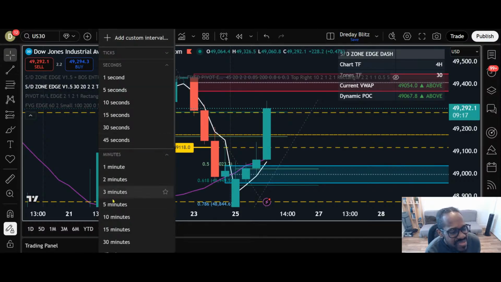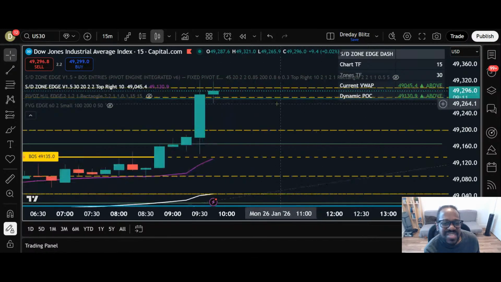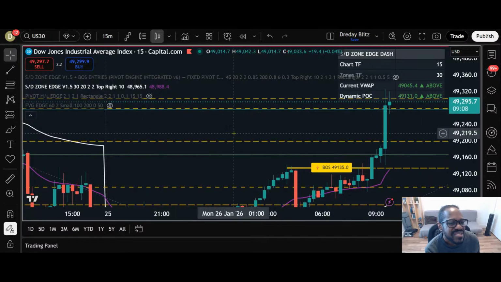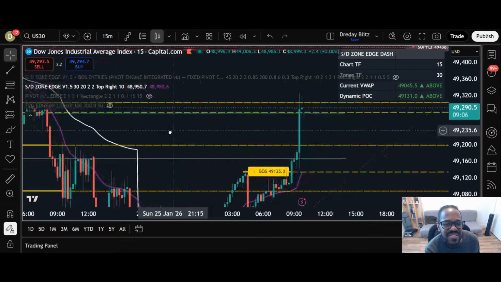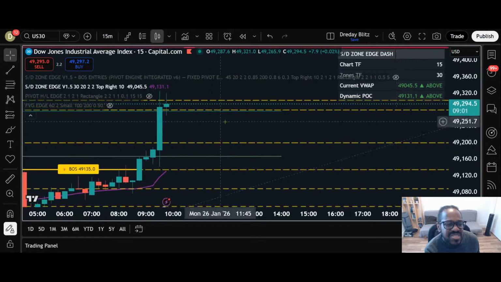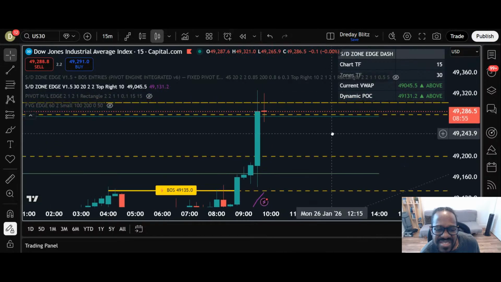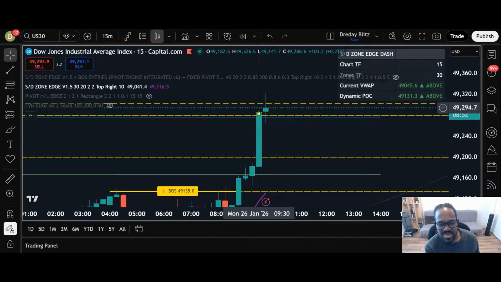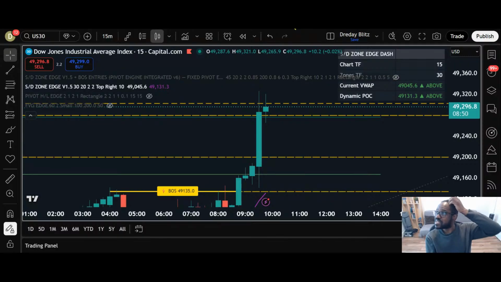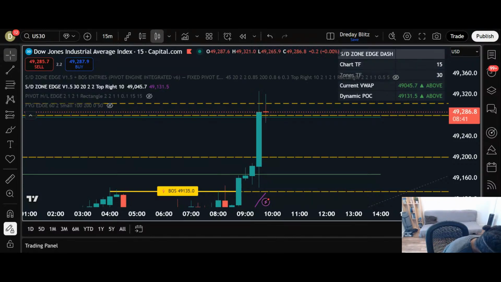So let's go into 15. As you can see, we went to that zone and now we're playing a little bit here. Most likely the next candle will be a sell candle in less than 9 minutes from now.